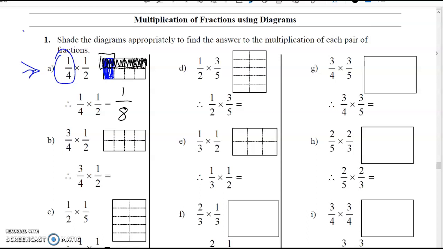Think about it a little bit differently. If I've got a quarter of this rectangle left and I halve that, then I'm only going to get one of those two. Alright, let's go to the second one, B.